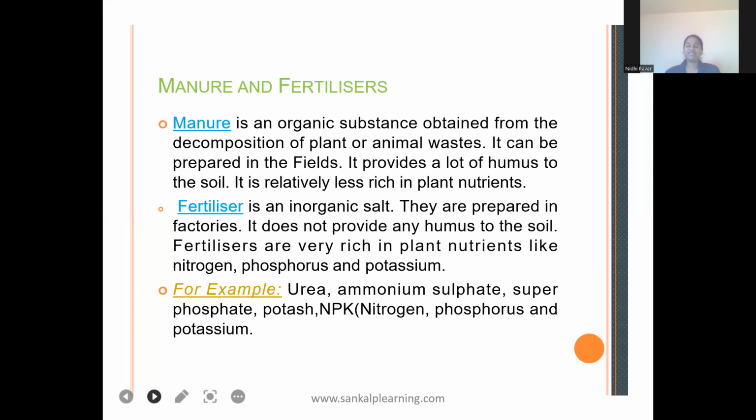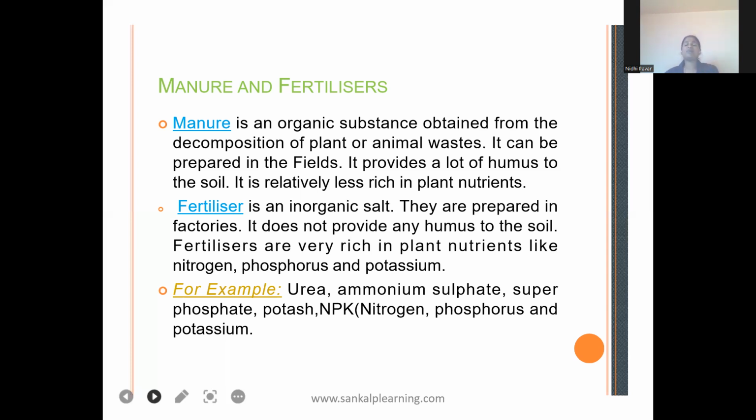The next one is fertilizer. Fertilizer is an inorganic salt. It is not organic. So this is prepared by humans. It is prepared in the factories. It is not prepared naturally.